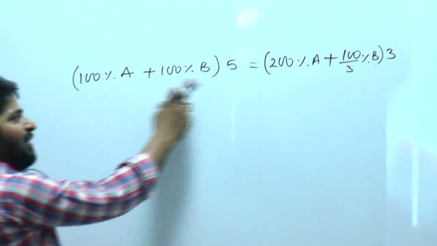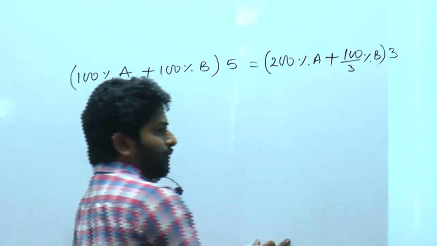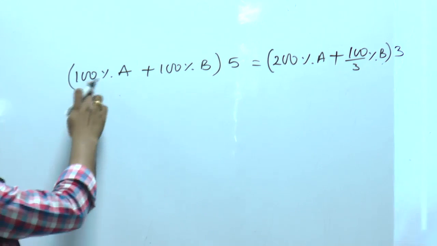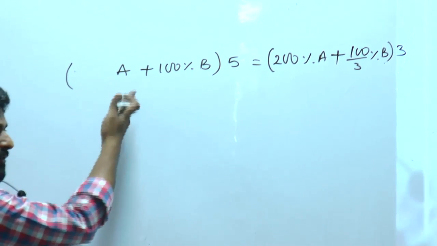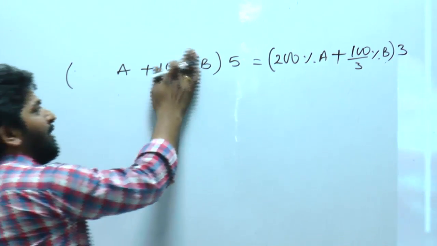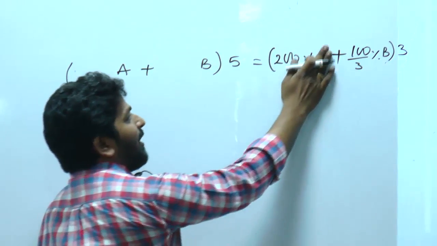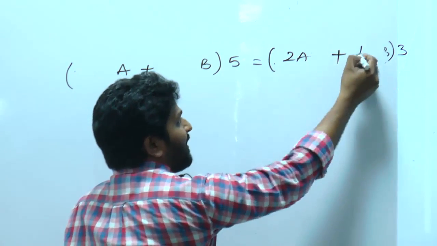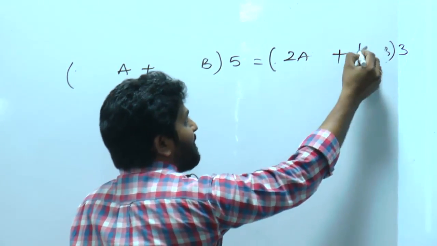So this is M1, D1, M2, D2. From this you can get the relation between A and B. You can treat this as 100% of A is equal to A, 100% of B is B, one and the same. 200% of A in the sense 2A. And this I can write as 1/3 of B, otherwise B by 3.